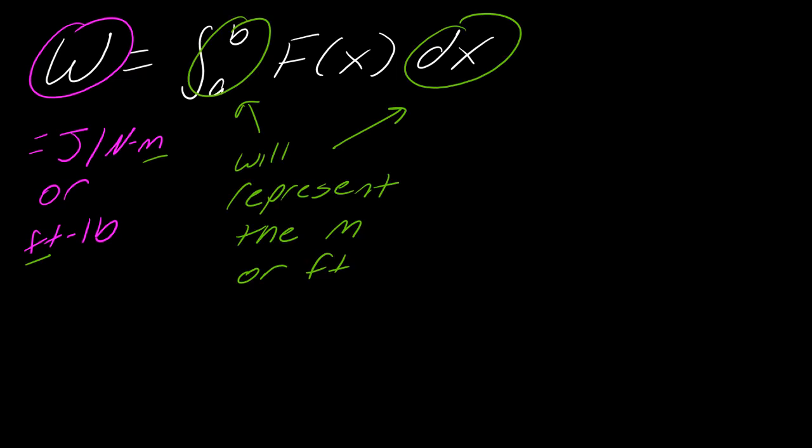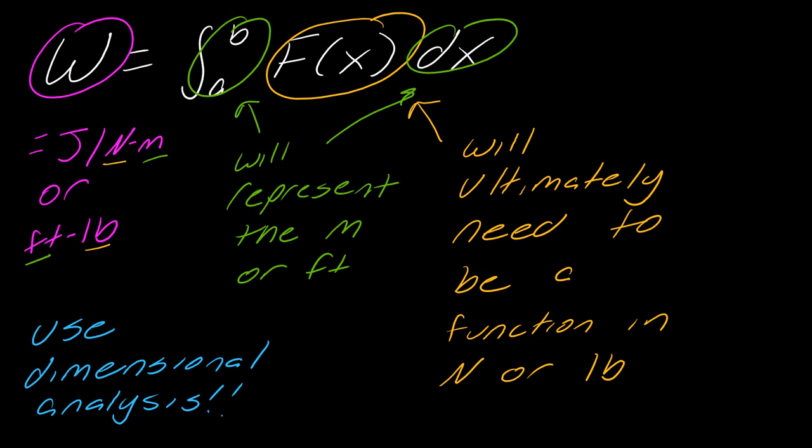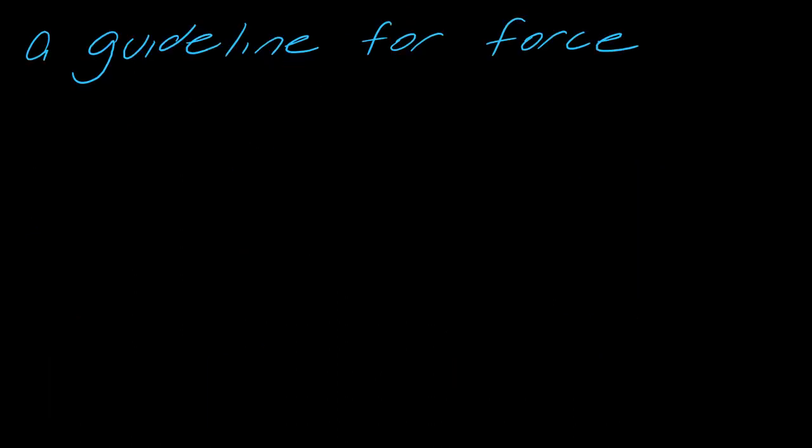So these parts here are referring to the length part, so the meter or the foot part of that calculation. So these are typically going to help you get to that. And then this f of x is often going to end up being in newtons or pounds. So that's the newton or the pound part of the formula. So all of this needs to work together to get us to the right units. And if we use dimensional analysis for this, we will get what we need to get.